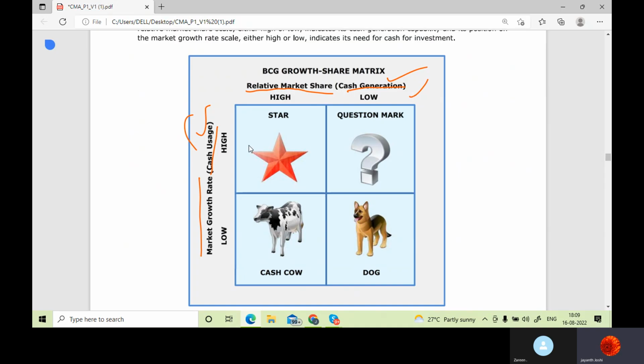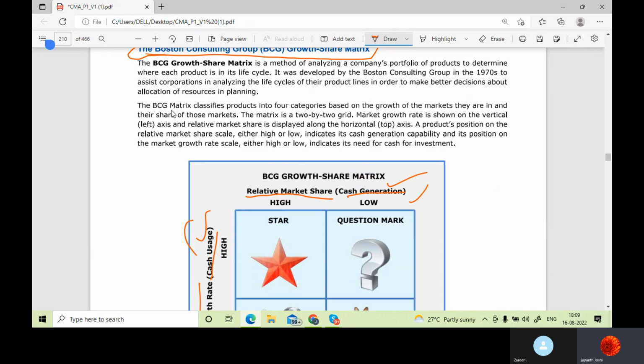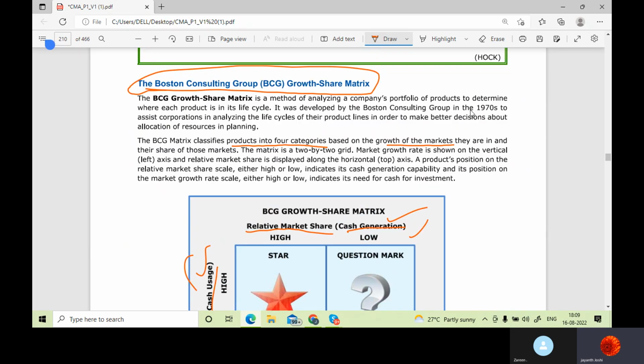So first of all, you see this star, a product. Let's say we are speaking about a product. Okay, so BCG matrix classifies products into 4 categories based on the growth of the markets they are in. And this particular BCG matrix came into existence in the 1970s, and this was brought to assist the companies in analyzing the life cycle of their product lines in order to make better decisions about allocation of resources in the planning.